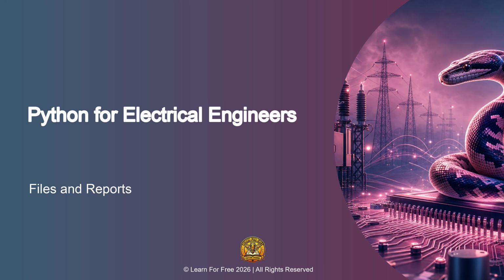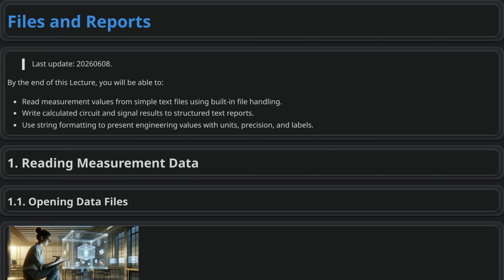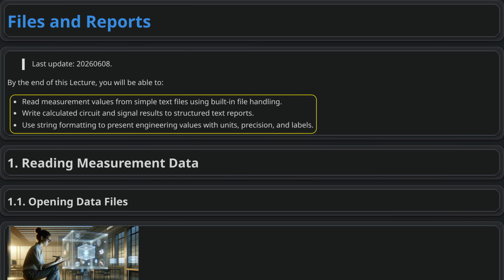Module 3, Lecture B, Files and Reports. By the end of this lecture, you will be able to read measurement values from simple text files using built-in file handling, write calculated circuit and signal results to structured text reports, and use string formatting to present engineering values with units, precision, and labels.